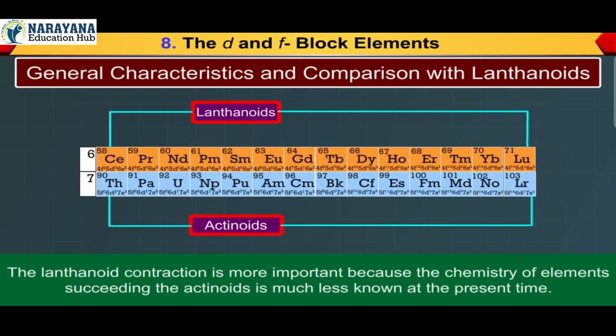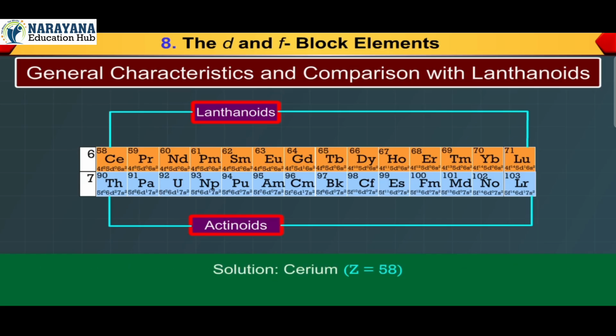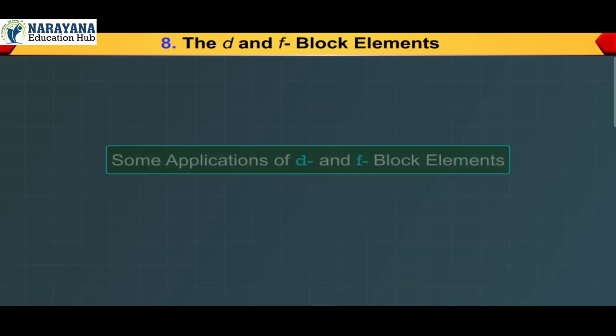The lanthanoid contraction is more important because the chemistry of elements succeeding the actinoids is much less known at the present time. Example: name a member of the lanthanoid series which is well known to exhibit the +4 oxidation state. Solution: cerium, that is, Z equals 58.